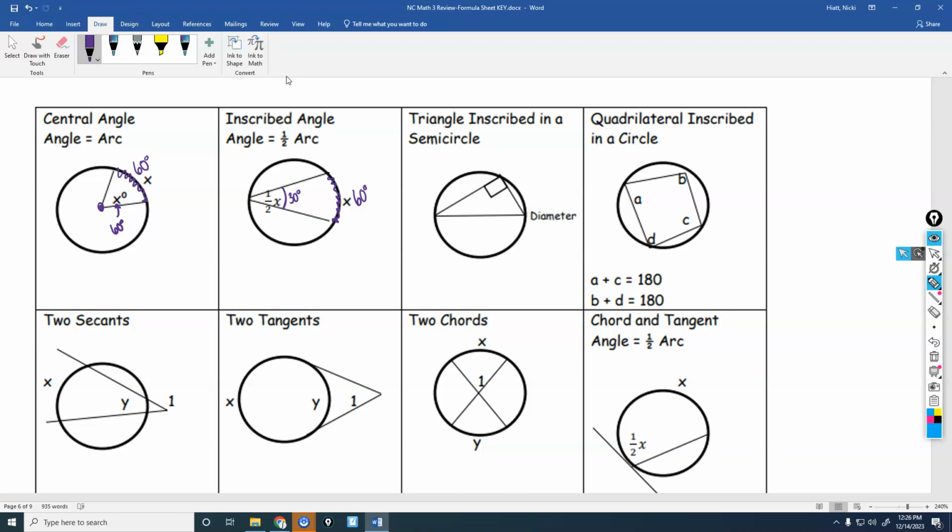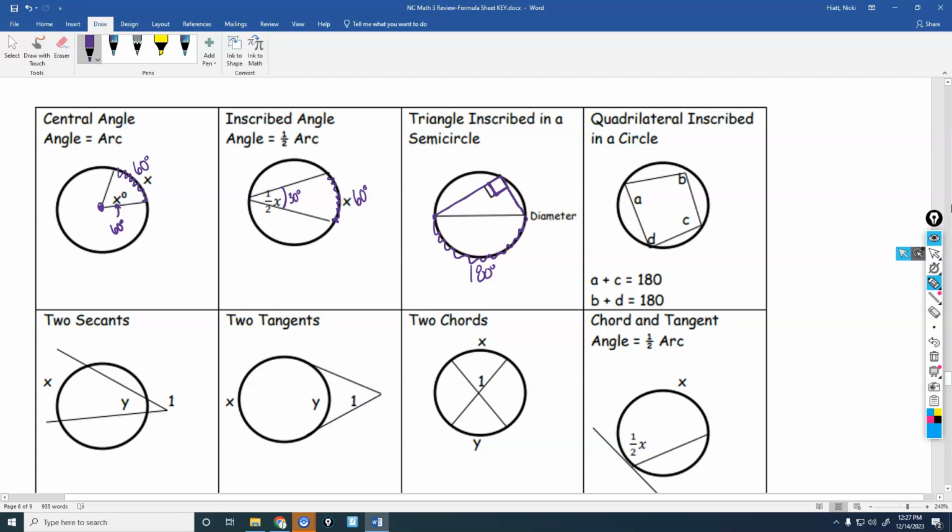Okay. If I have a diameter right here, what's the measure of this arc? 180. So if that arc is 180, what would the measure of this angle right here have to be? It's going to be 90, which it has marked. That's supposed to be a right angle right there. I kind of did a weird rectangle.